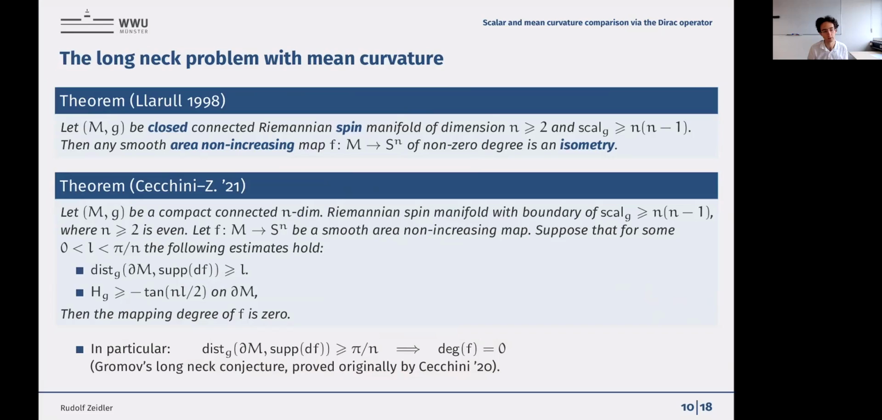And this is Gromov's long neck conjecture. And this was originally, without the mean curvature refinement, proved by Simone in a previous paper. All right, and maybe to visualize a little bit what's happening here, let me also mention that this estimate that one gets here is actually optimal again.